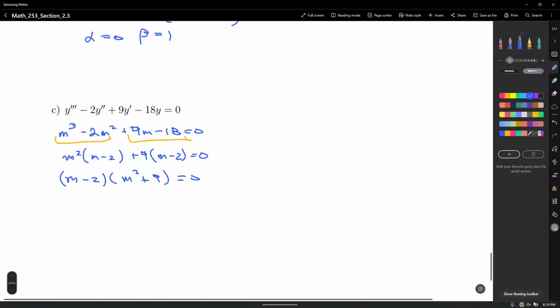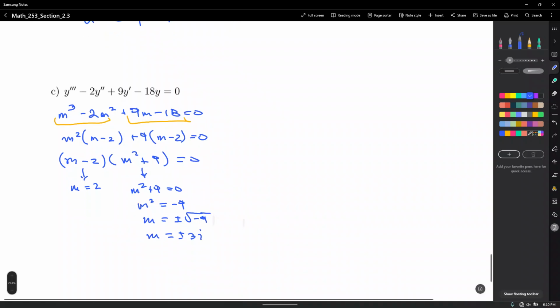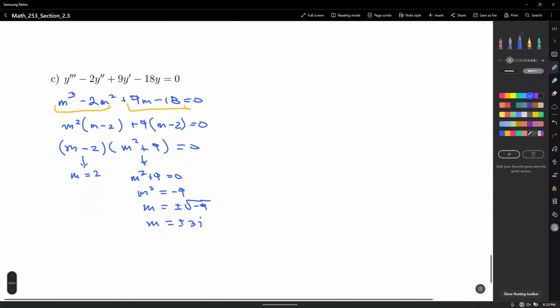So from here, m equals 2, and from here, m squared plus 9 equals 0, m squared equals negative 9, m equals plus or minus root of negative 9, which is plus or minus 3i. Do you guys see how, again, we have alpha equals 0? So don't even bother writing that exponential factor here.